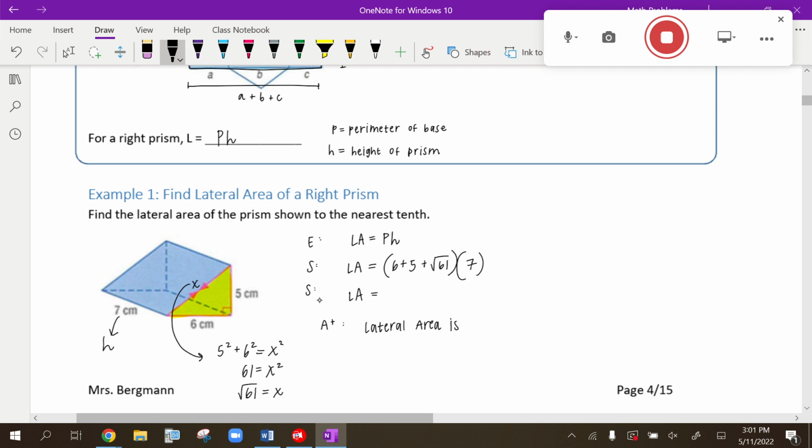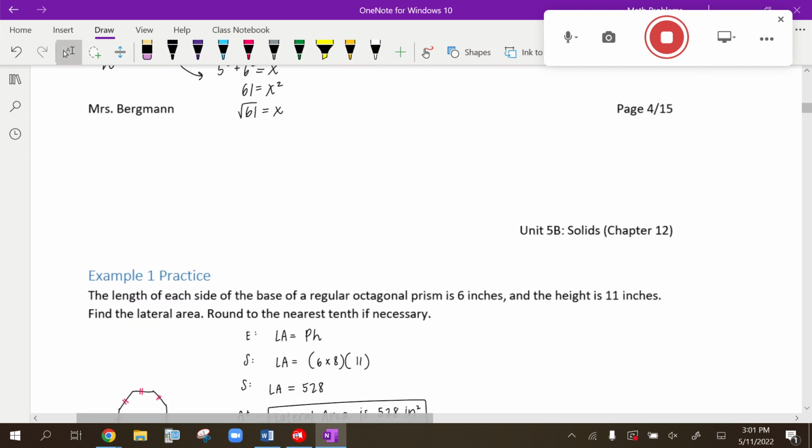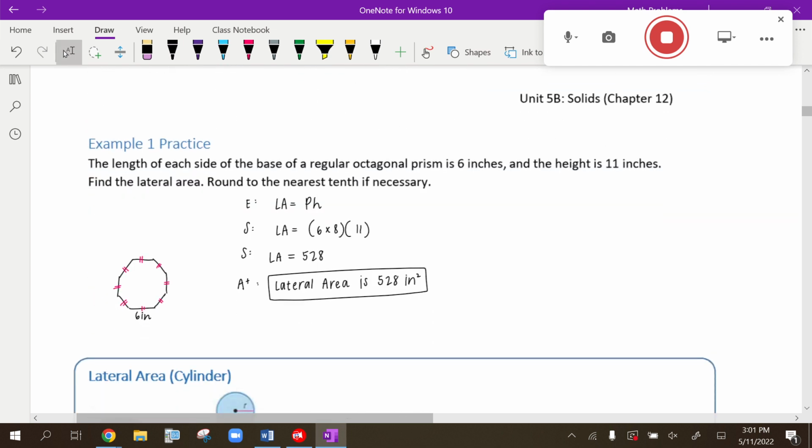Now, in order to solve this, lateral area is already by itself, so I just need to plug this into my calculator, and you should get about 131.7. So the lateral area, you'll want to answer it with units. The units would be centimeters squared, since we're talking about an area. Now go ahead and try the practice problem on your own. Here's the correct answer.